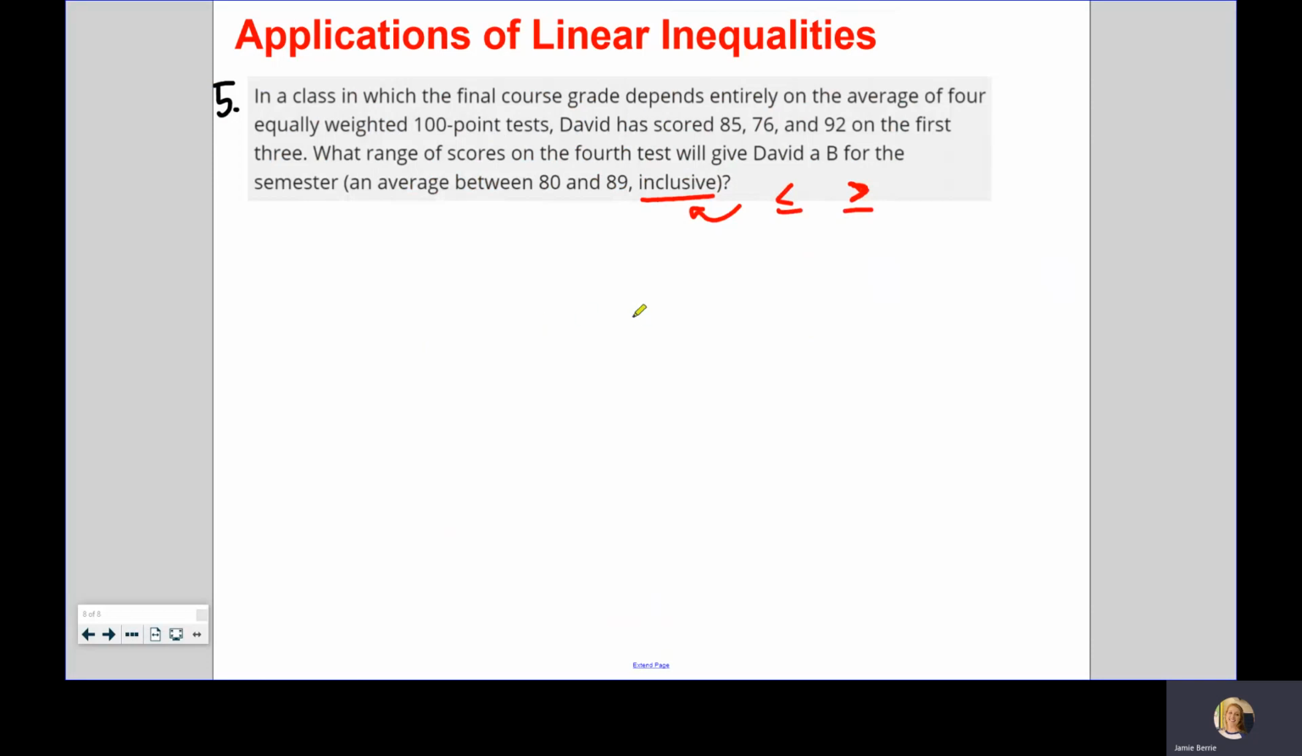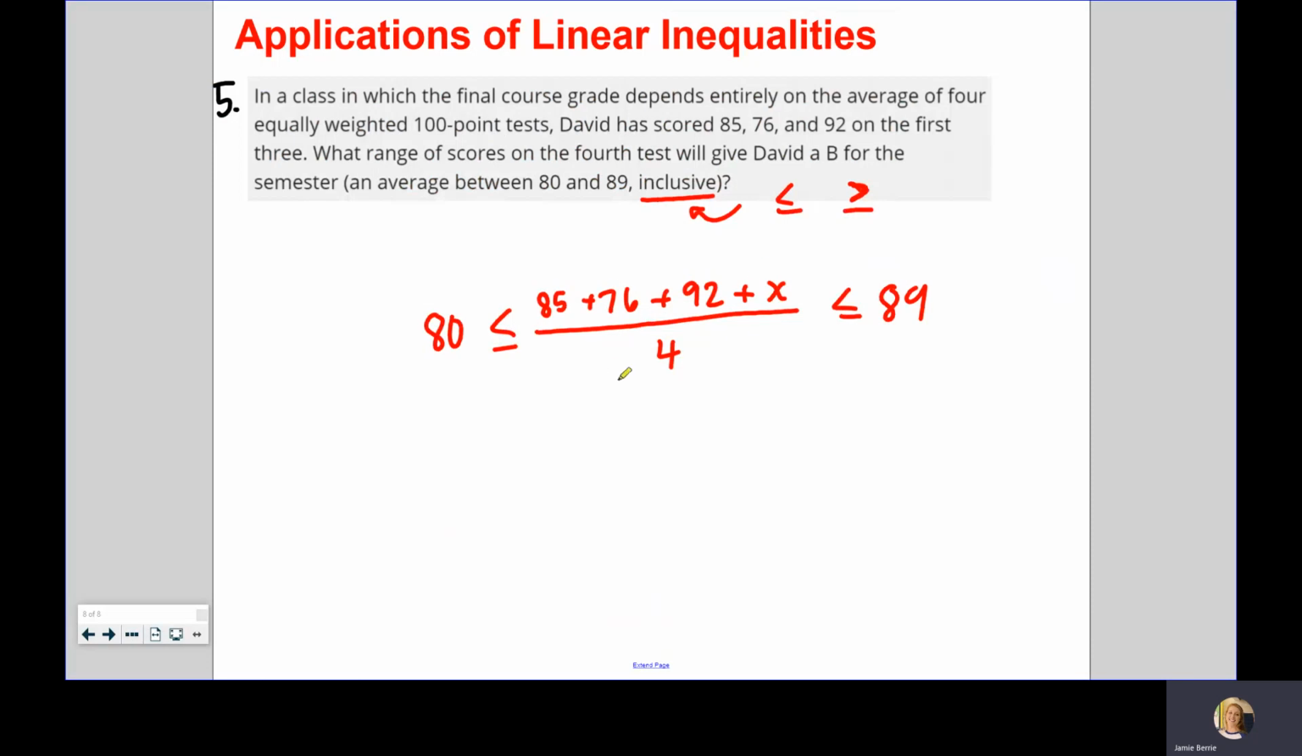All right, so first let's write the formula for David's average. David has 4 tests. He's already taken 3 of them, so we have an 85, a 76, and a 92. To get their average, we just add up the 4 tests. We don't know the 4th test score, so we represent it with an X. So you add up the 4 test scores and divide by 4. This is the formula for the average. And we know that we want this average to be between 80 and 89, so we write that the average should be between 80 and 89.